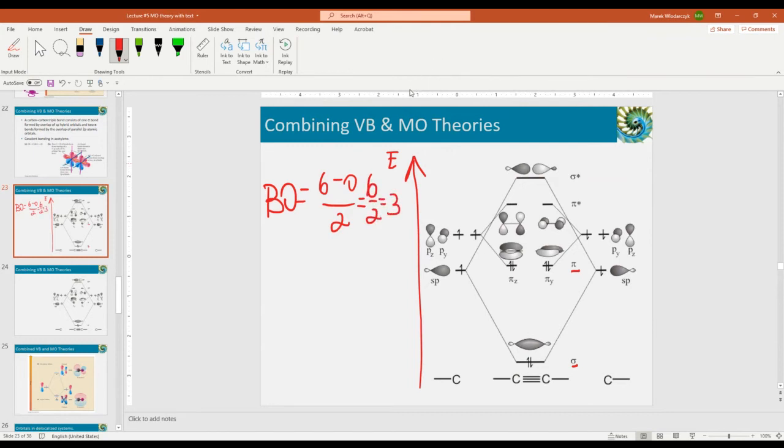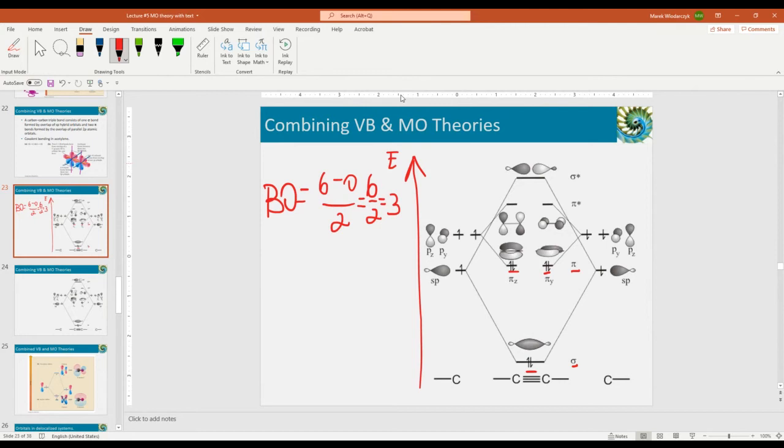Yes, Chantel? Wait, where do you get the 6 and what does the 6 mean? 6 electrons: 2, 2, and 2. You look at the molecular orbitals, not the ones on the sides, the ones in the middle here. They just look like arrows to me. Yeah, these are electrons. Electrons are represented by arrows, half arrows in this case, actually.